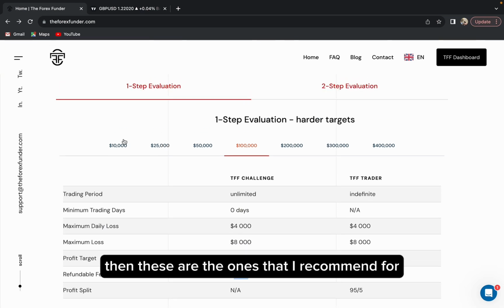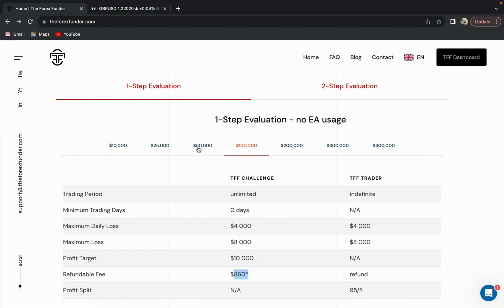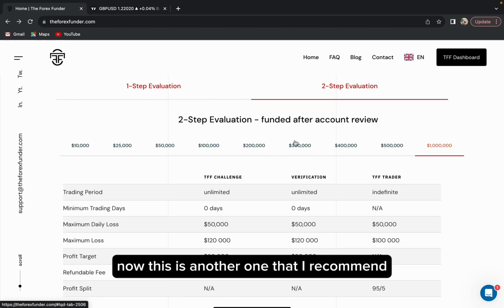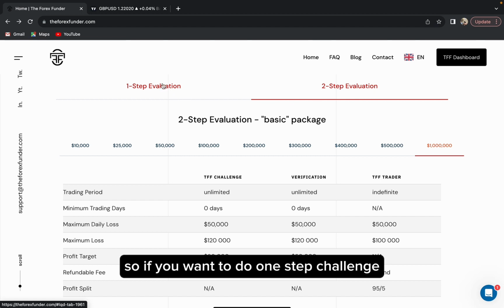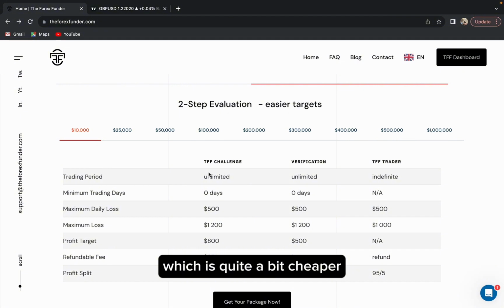These are the accounts that I recommend for anyone who has $1,000 and below. And then for the two-step challenge, this is another one that I recommend. If you don't want to do the one-step challenge, you can go in for this two-step challenge, which is quite a bit cheaper. So you're taking on two steps.